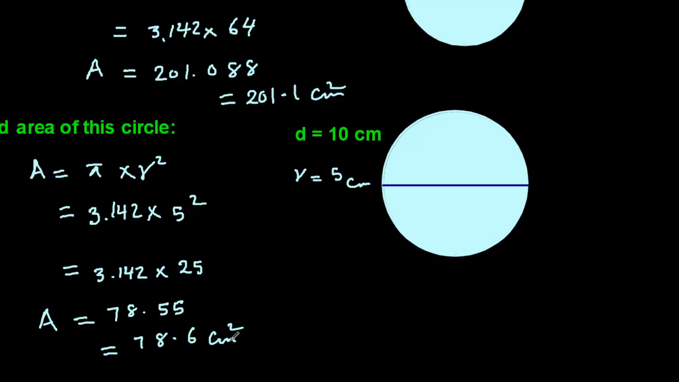Units are very important, so the units of area are centimeters squared, right? This is how you find the area of a circle. Let's do a couple of questions related to that. A circle has an area of 50 centimeters squared.